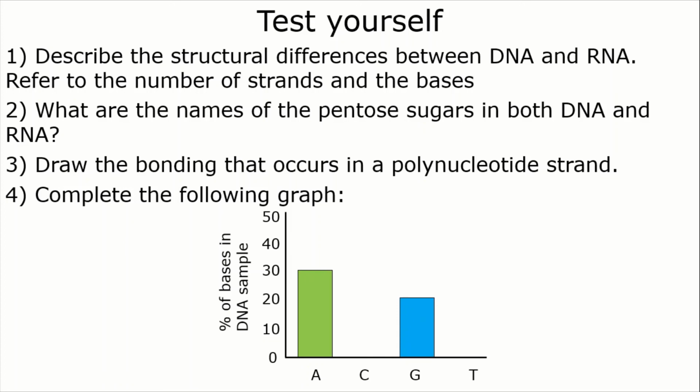We can see on our y-axis we've got the percentage of bases in a DNA sample, and on our x-axis we've got A, C, G and T. You can see that we've got information for the percentage of bases in a DNA sample for adenine and guanine, but you need to complete the graph and draw in the bars that represent the percentage of cytosine bases and thymine bases in the sample.